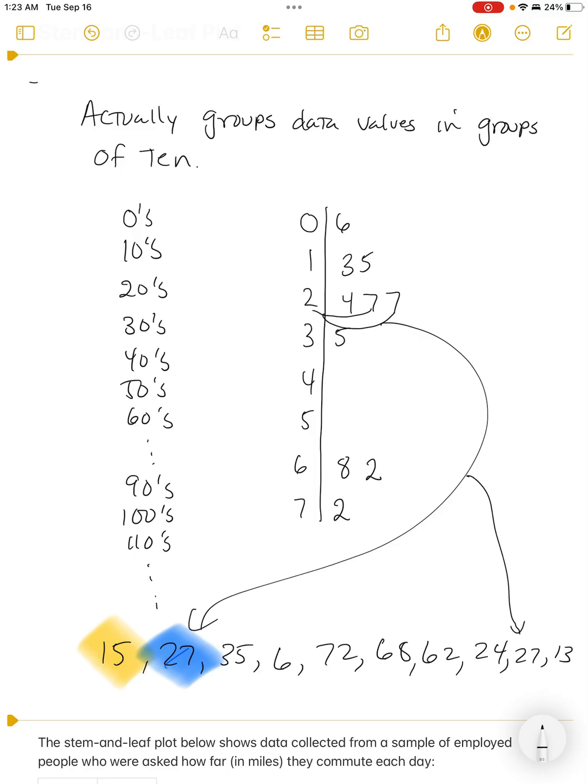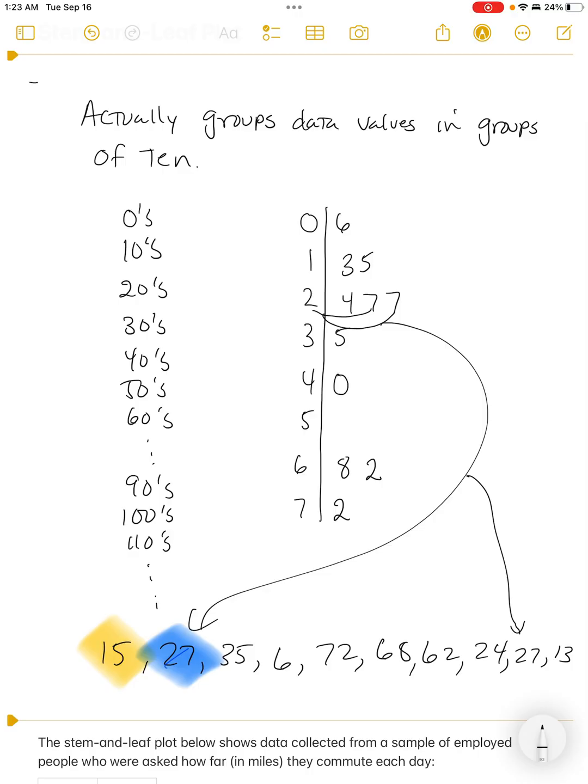Now notice there's still 2 27s in here, right? Why are there 2 27s? Because there's 2 27s in the data values. We want them all, right? What's awesome is that you can see the values. You can see that there's 35. You can see that there's nothing in the 40s, nothing in the 50s.